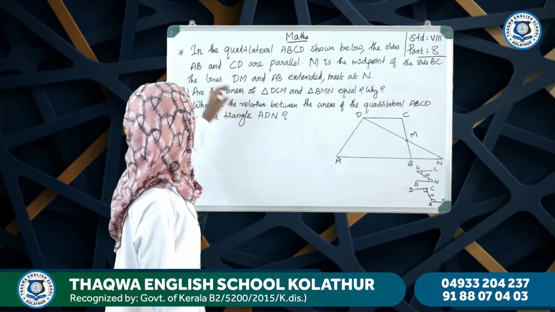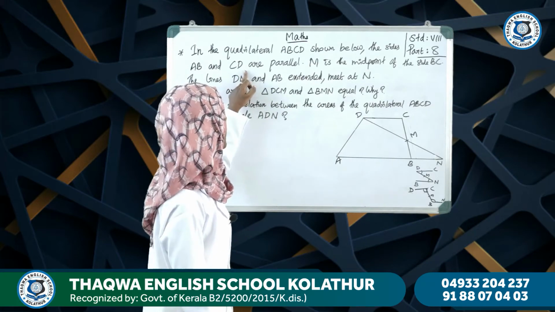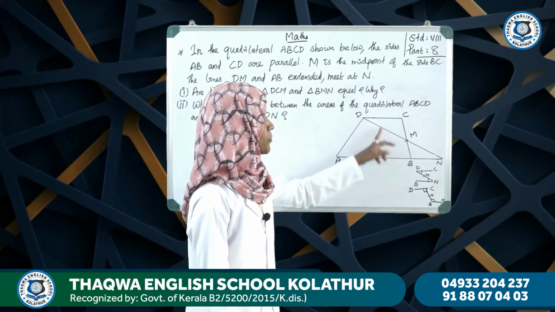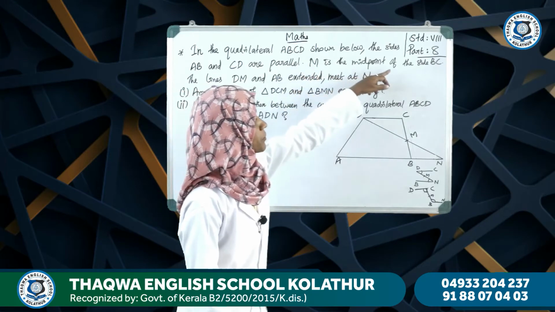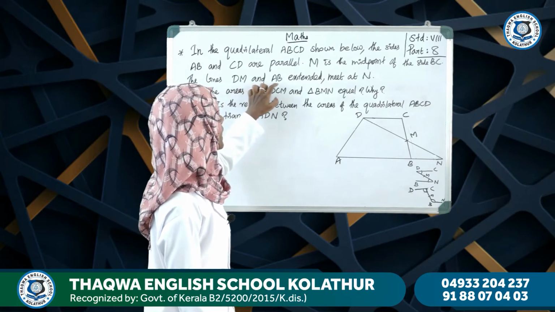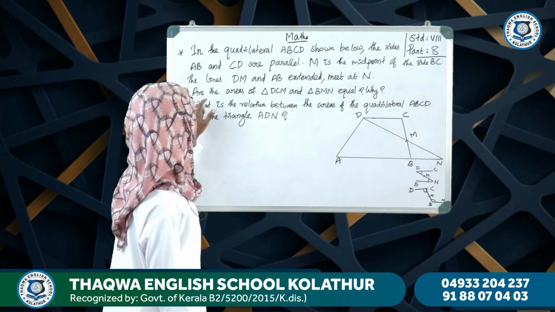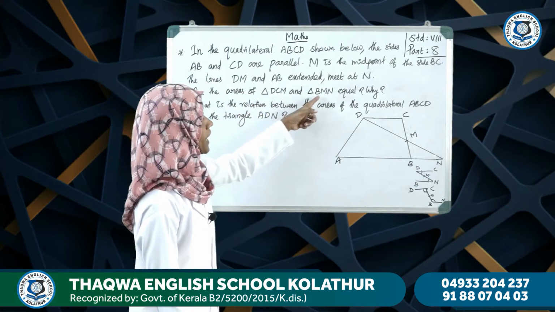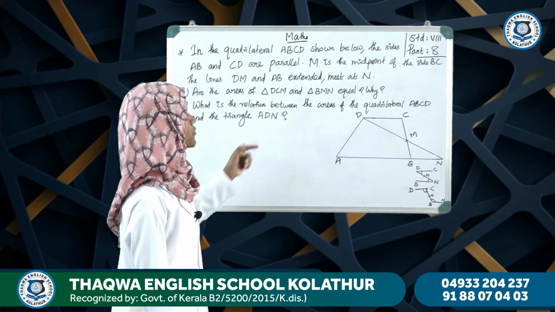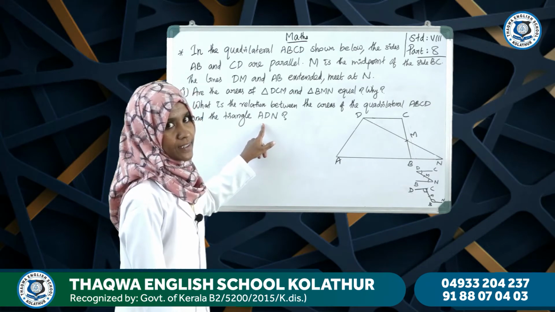Next question. In the quadrilateral ABCD shown below, the sides AB and CD are parallel. M is the midpoint of the side BC. The lines DM and AB extended meet at N. First part, are the areas of triangle DCM and triangle BMN equal? Why? Second part, what is the relation between the areas of the quadrilateral ABCD and the triangle ADN?